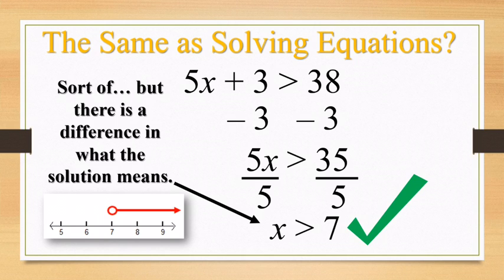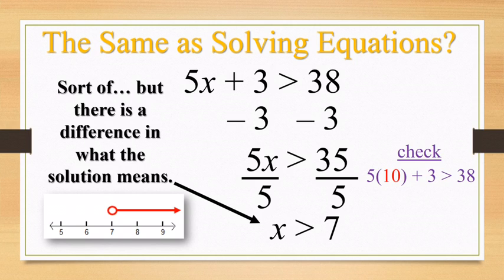To check that, I could just pick anything that's higher than 7. I always try 10 or 0 if I can, because they're easy to work with. So 5 times 10 is 50, and 50 plus 3 is 53. Since 53 is greater than 38, my solution is correct. I picked a value that was greater than 7, and it worked. So I just solved it like an equation, and it worked.